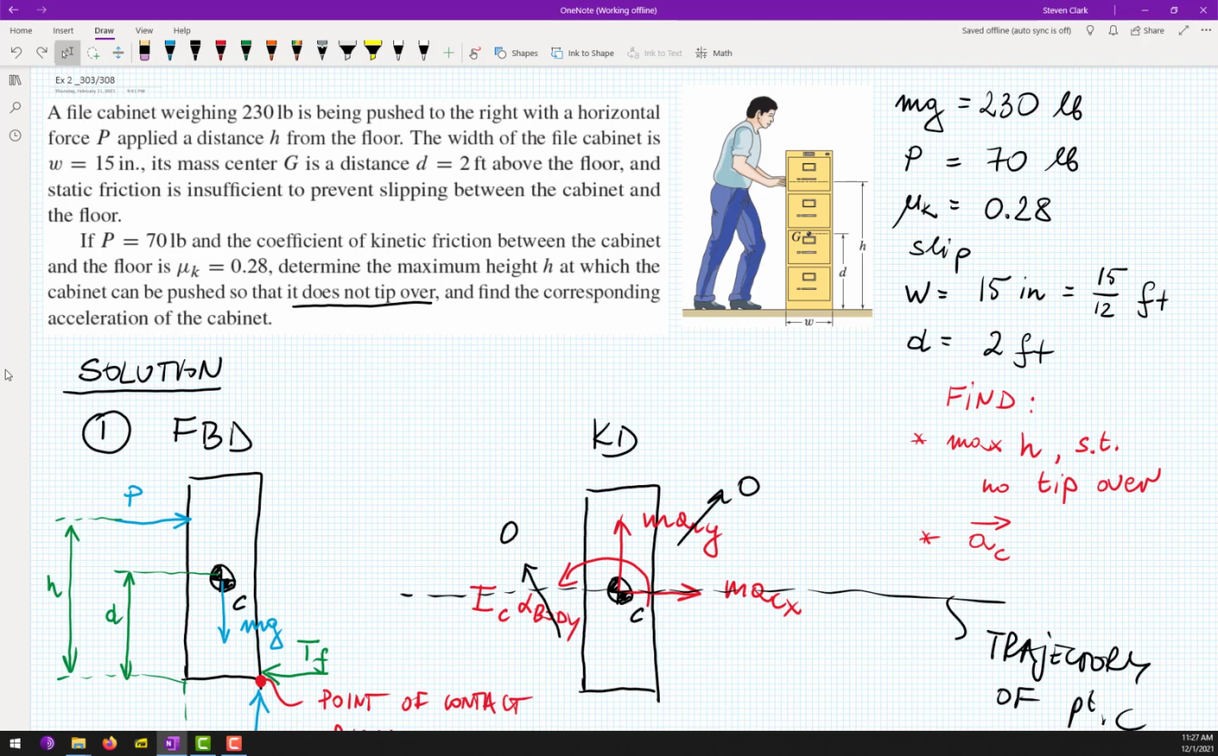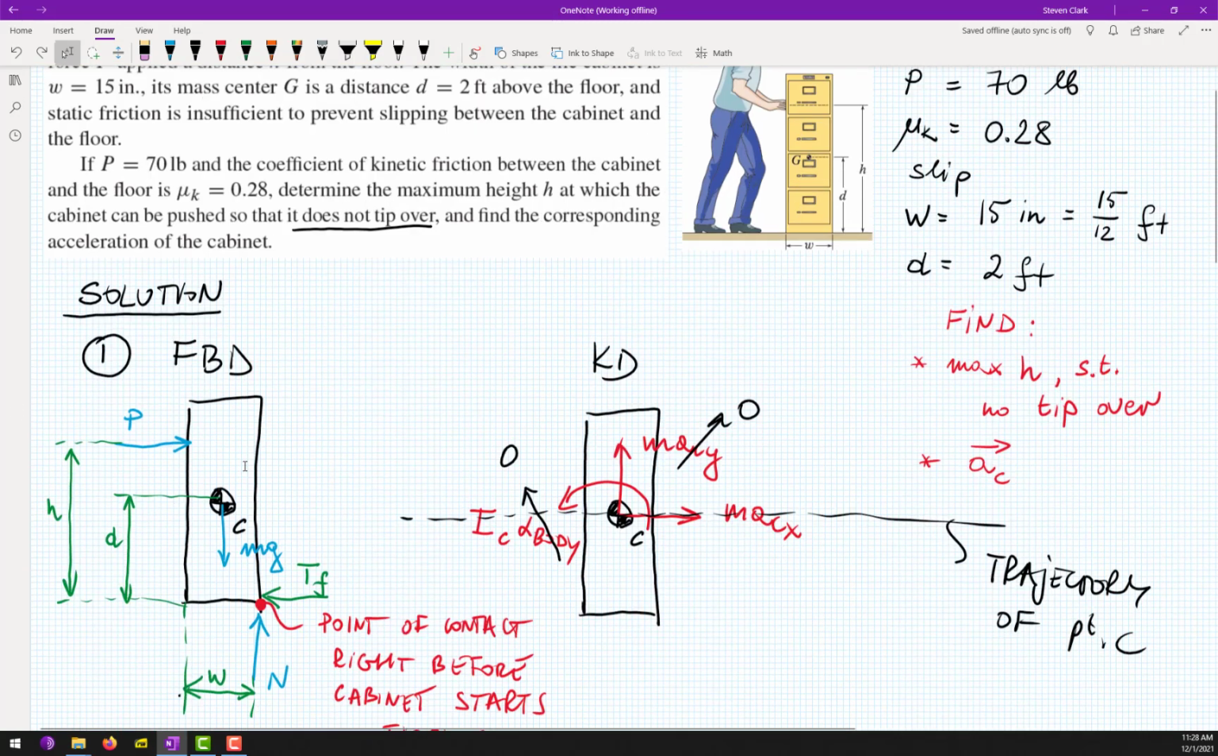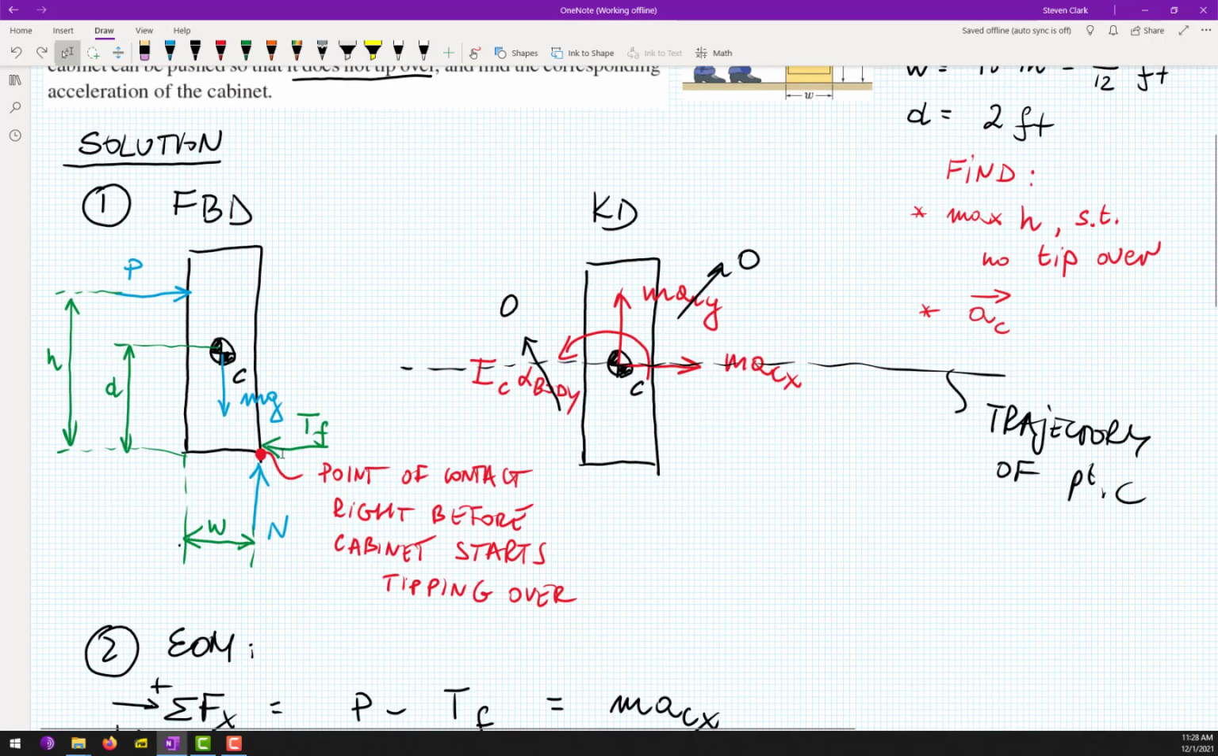Sorry, that was individual teaching. Do you understand, guys? Let me know. This is exactly what I wrote in here. Point of contact right before the body starts tipping over.